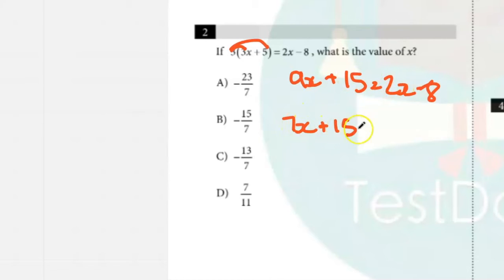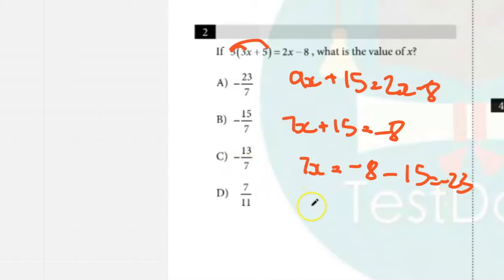7x plus 15 equals negative 8. And now we're going to get all the constants on the other side. So to do that, we're going to subtract 15 from both sides. So this term will go away and it'll end up here. We'll get 7x equals negative 8 minus 15, which equals negative 23. And if 7x equals negative 23, then you simply divide both sides by 7 and get x equals negative 23 divided by 7. And so your answer would be A.